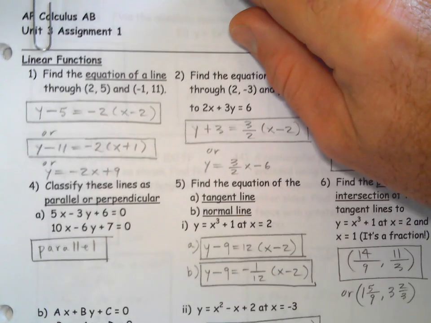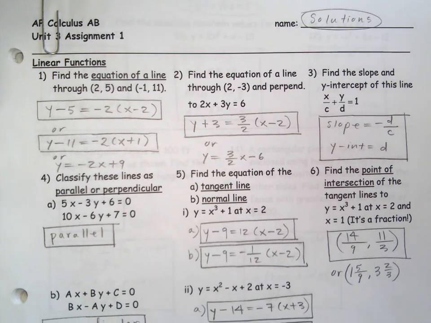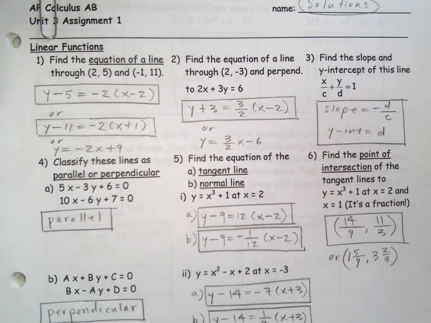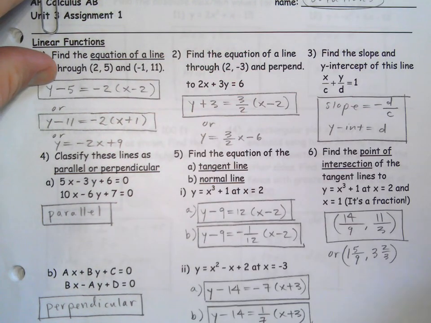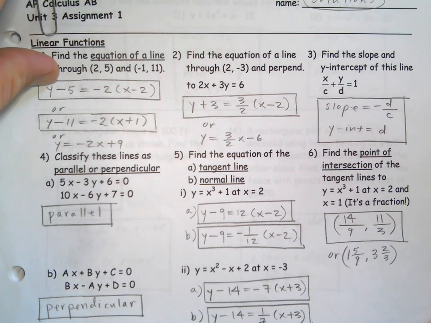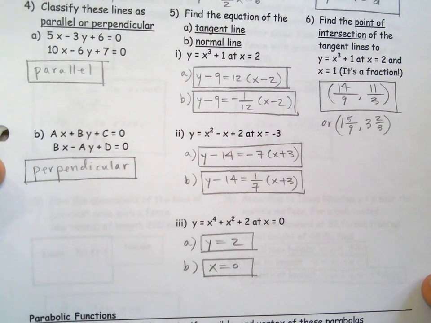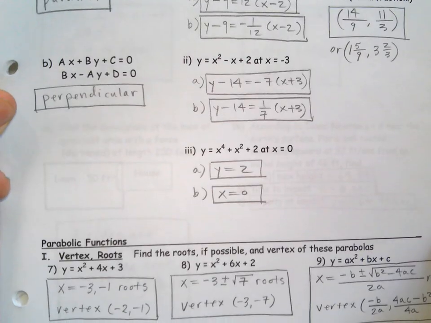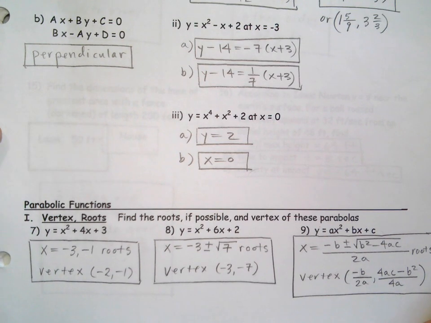Okay, assignment 1. These are the answers. You should have tried all these problems. Some of these have multiple answers. I go for the point-slope form as much as possible, please. I'm telling you, it's worth it. There's a big reason. So if you need to, you can pause this and write that down.